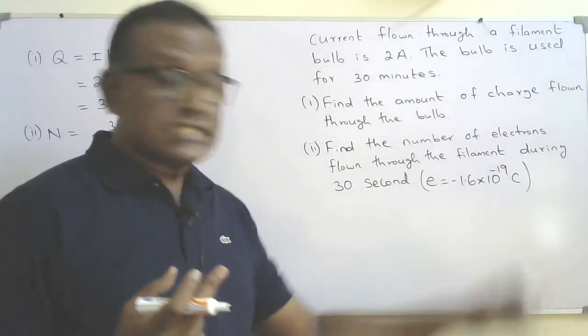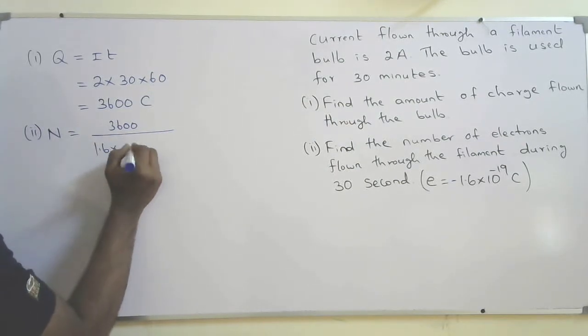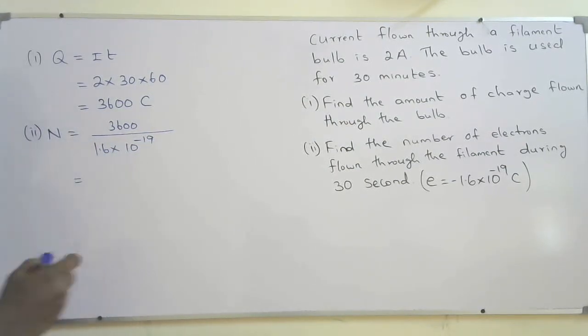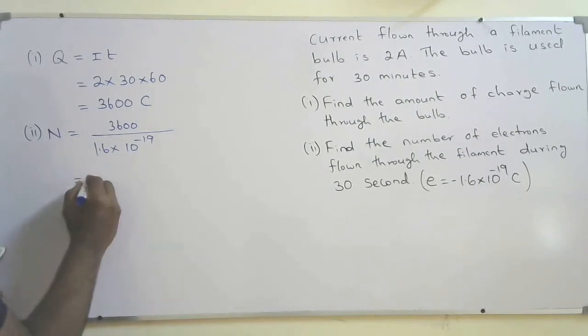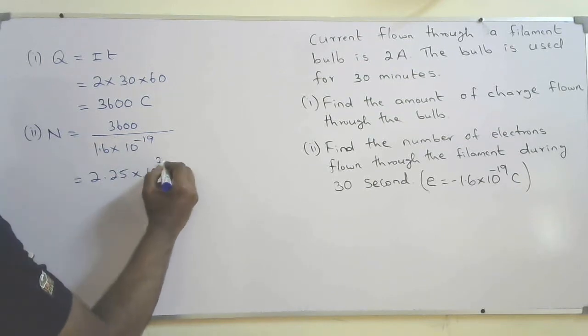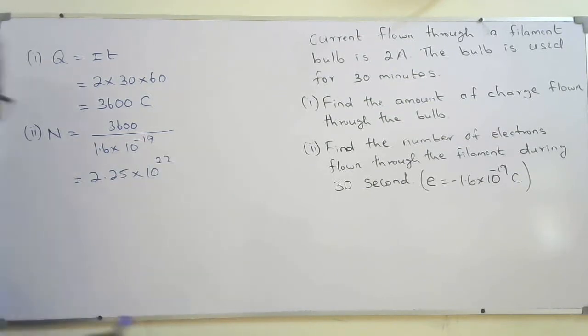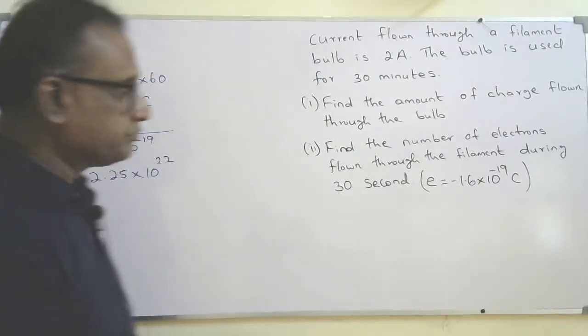One electron carries this amount of charge. So how many electrons flown? Divide by 1.6 into 10 to the power minus 19. So 3600 divided by 1.6 into 10 to the power minus 19, that will be 2.25 into 10 to the power 22 electrons flown through the filament during the 30 minutes. Okay, so simple question.